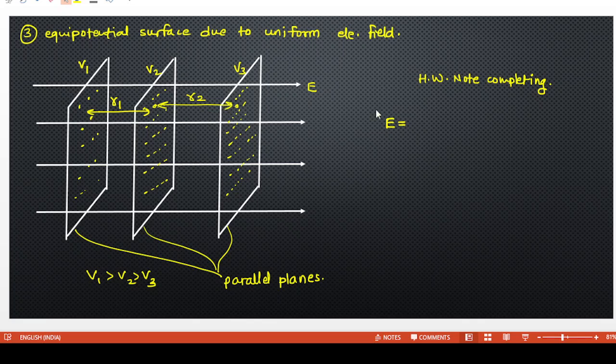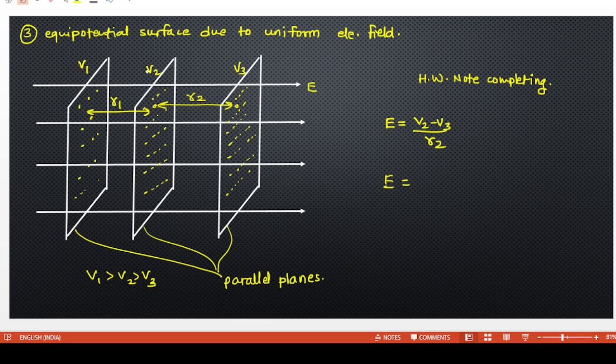So here you can directly write the magnitude of electric field as, now which potential is going to be higher? V2 is going to be higher and V3 is going to be lower. So write the potential difference and write the distance. You will get the magnitude of electric field. The same can be obtained like this also.